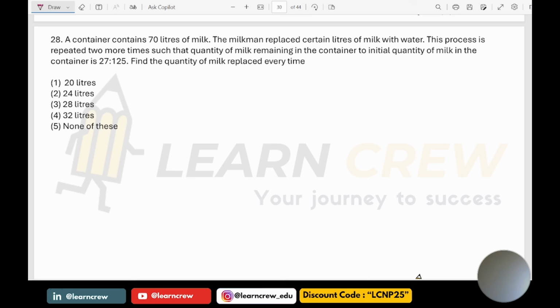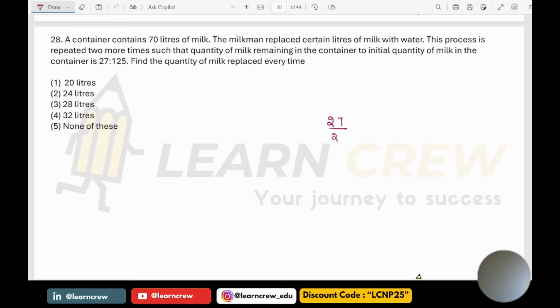A container contains 70 liters of milk. The milkman replaced certain liters of milk with water. This process is repeated two more times such that the ratio of the quantity of milk remaining in the container to the initial quantity of milk in the container is 27 is to 125. So what does it mean?